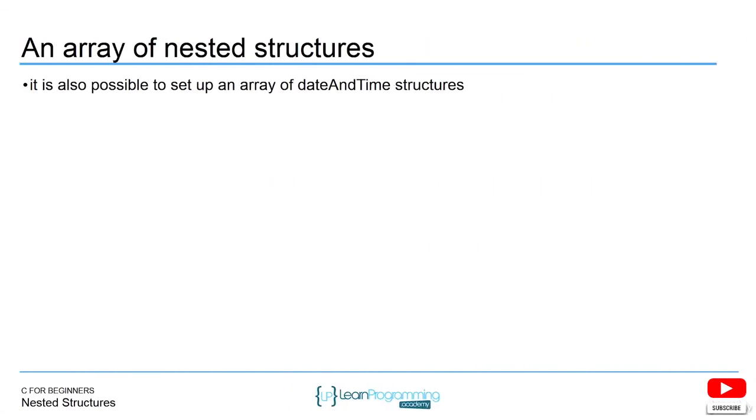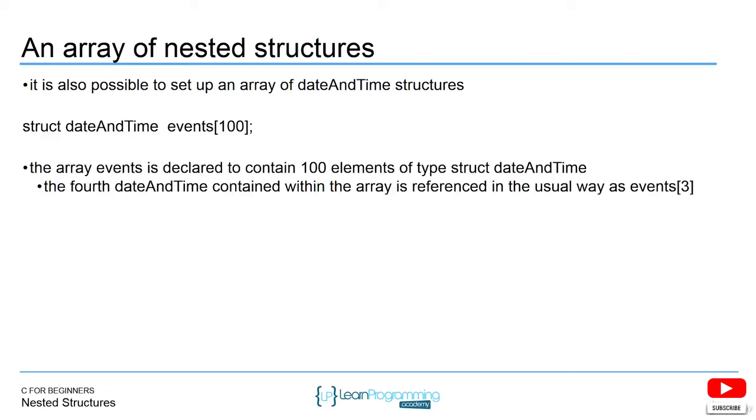Now that we know we can have nested structures, what about an array of nested structures? Now we're really getting into it. Yeah, it's possible. You can set up an array of date and time structures, and date and time contains 2 structures inside of it. You just do it like another normal syntax. You have to use those brackets to specify the size of the array. When you declare the actual structure name, you have to specify it of type date and time, just like any other structure. The array events is declared to contain 100 elements of type struct date and time.